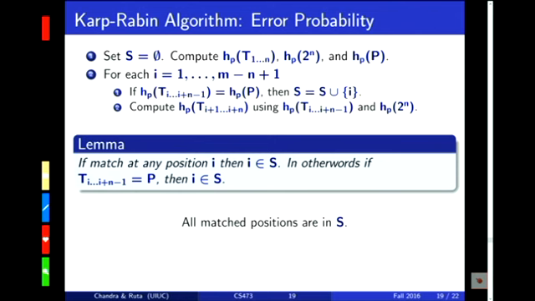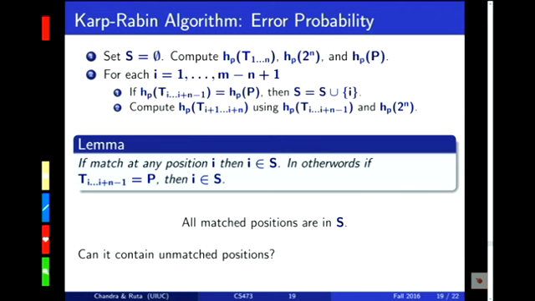Yes, right? Because when I do this, if T_i, this substring, is same as P, the HP of this will be same as HP of P. It will say yes, and that's why it will put i inside S. So all the positions where the pattern is matched are there in S, right? But can it have more indices where the pattern is not matched? Yes, right? Because there may be a case that the substring is not same as P, but the hash values are same.